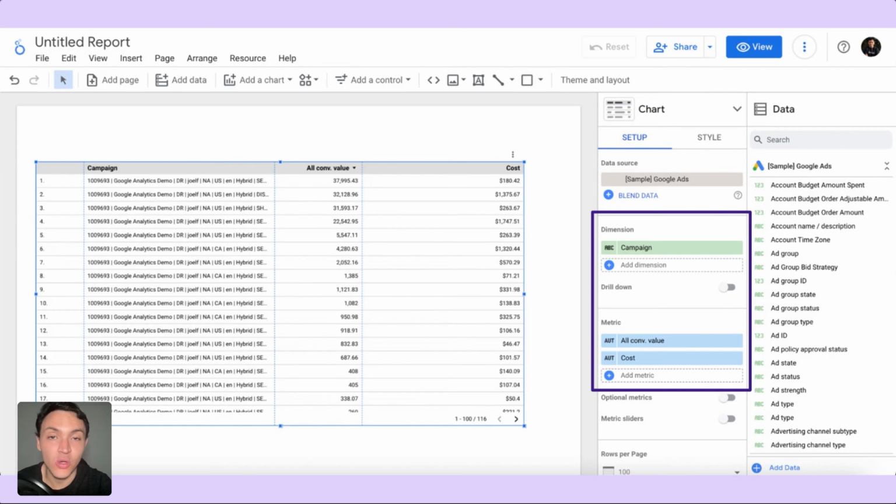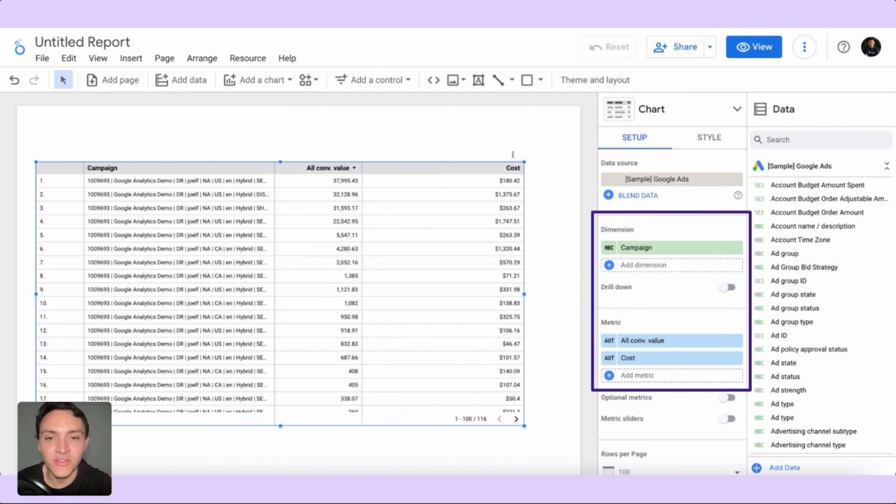Here is how to calculate the ROAS, or return on ad spend, on Google Looker Studio. For this exercise, I will be using the Google Ads connector by Google. I have a table here where I break down my data by campaign, and the metrics that I am using are the ones I will use for calculating the return on ad spend.